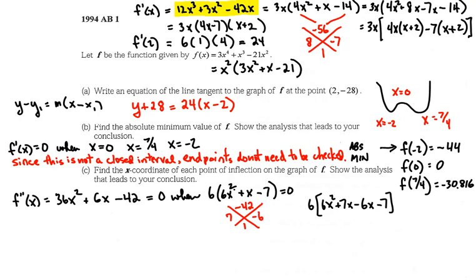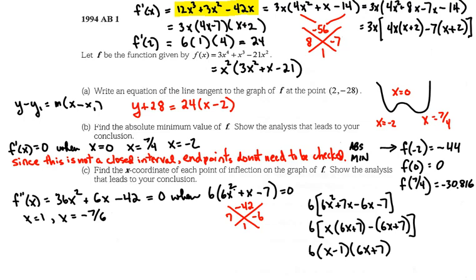And so I use positive 7x and negative 6x to rewrite the middle term of x. And when I do, my final factored form comes out to be 6 times the quantity x minus 1 times the quantity 6x plus 7. So I have two values there that are potential points of inflection.